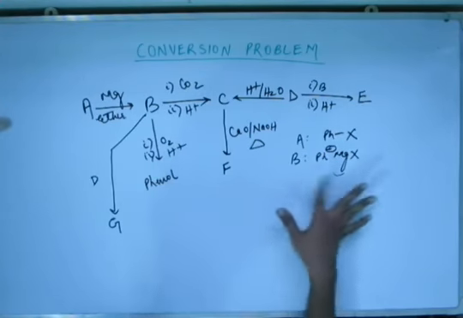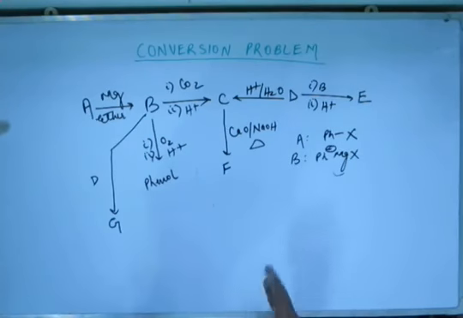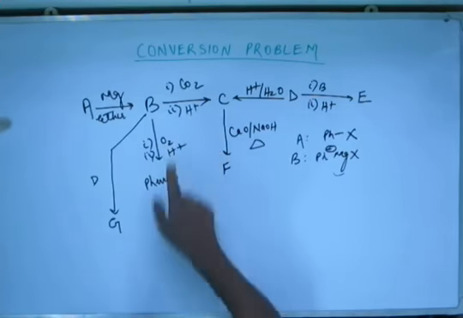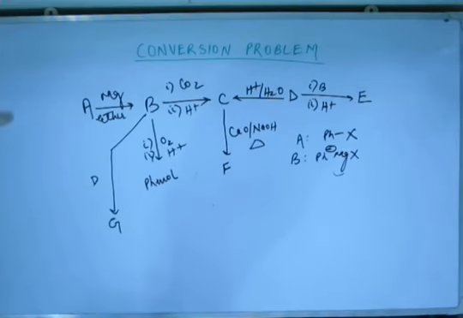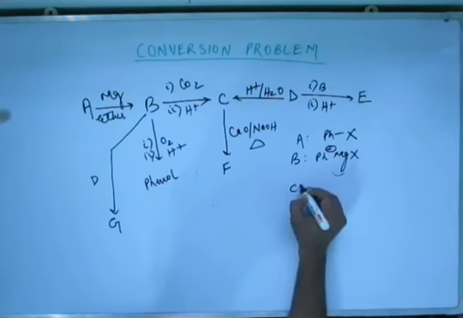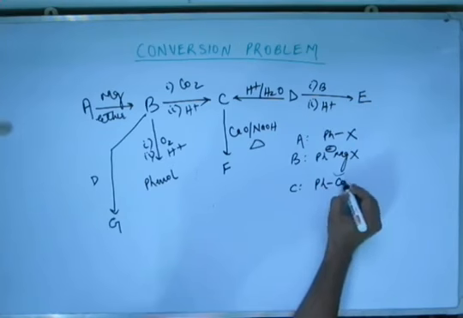Now B, I know B is a Grignard reagent. I'm adding carbon dioxide gas to the Grignard reagent, and we have seen a moment before that when you add carbon dioxide gas to a Grignard reagent followed by protonation, that will result in a carboxylic acid, and since we are having PhMgBr here, that will result in benzoic acid.